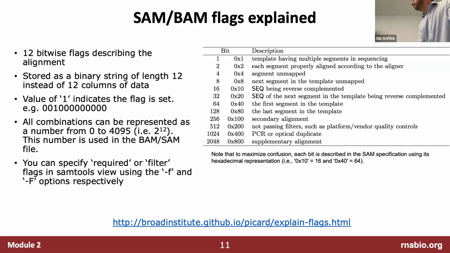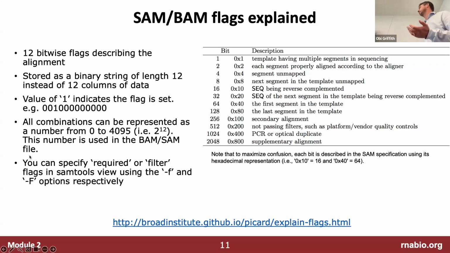So things like, does the template have multiple segments or not? Is the segment unmapped or not? Is there a secondary alignment or not? Is it a duplicate or not? It's asking these status questions and representing them in a binary format, a series of zeros or ones. So 0 is no, 1 is yes, for these 12 different questions. Then it takes all the possibilities of 0 and 1, assigns a single number to them, and puts that number in the file.